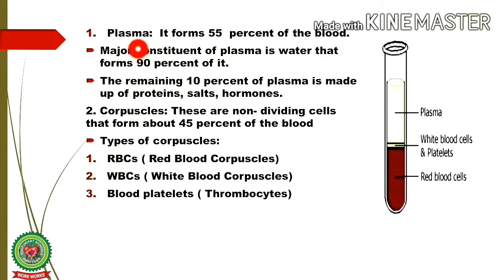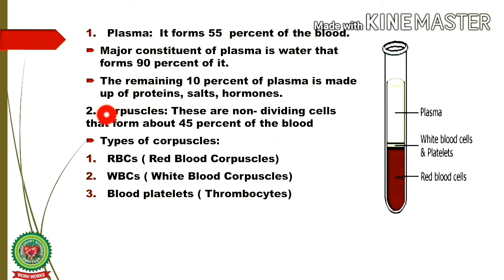Now students, we will discuss plasma. This is straw colored clear fluid that forms 55% of the blood. Major constituent of plasma is water that forms 90% of it. The remaining 10% of plasma is made up of proteins, salts and hormones, etc.